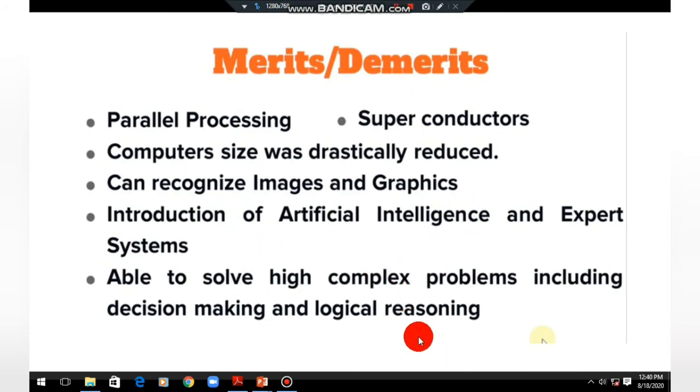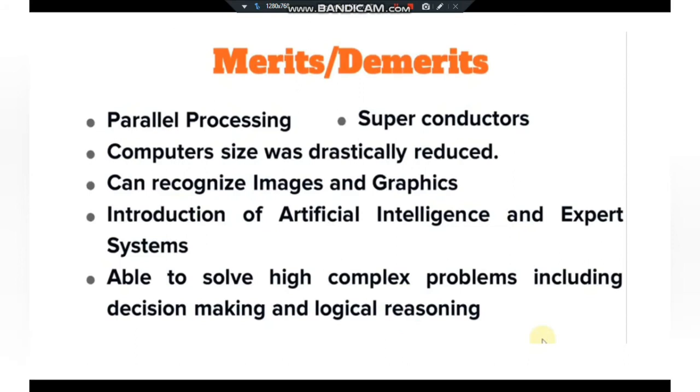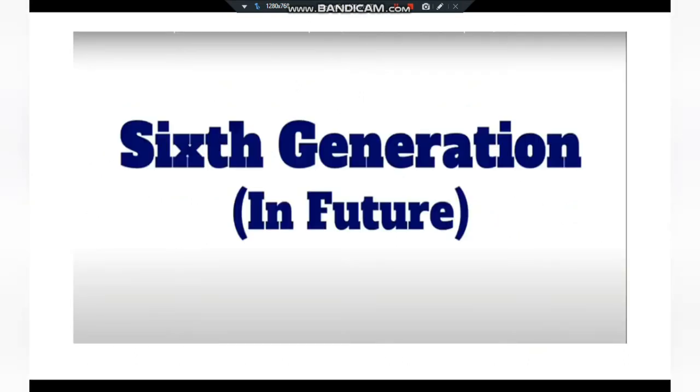Now we are moving to the last generation, that is the sixth generation of computers. You will use sixth generation computers in the future. Okay, not now.